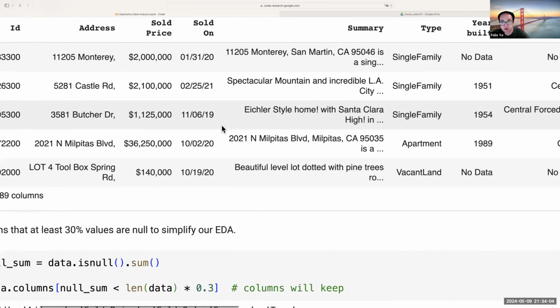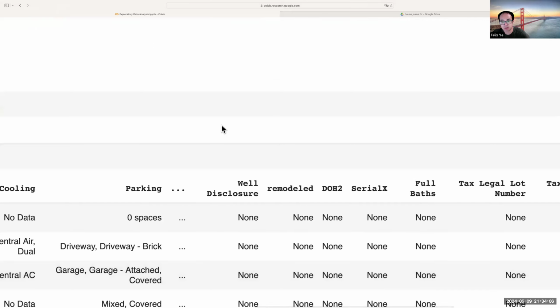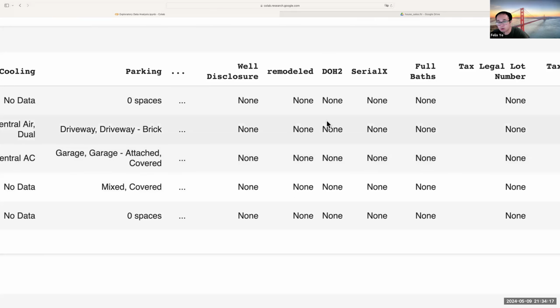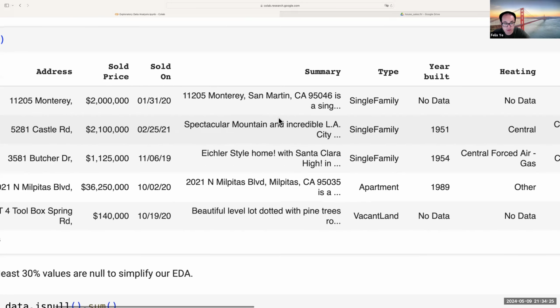And also, if we look at some of the features that we have, for example, all these features, they are all empty. That means none. I don't even have a feature, right? And probably these features are not that important, whether it's remodel or not. It's not important at all. So that means we are not going to use all the features that we have.